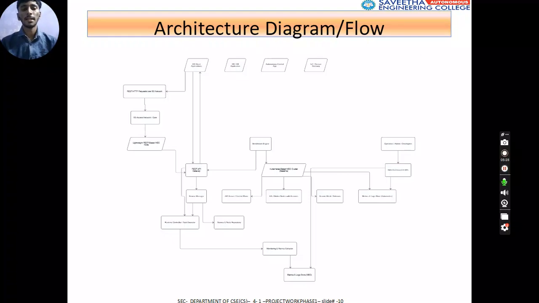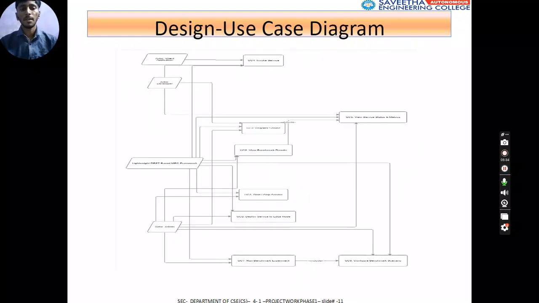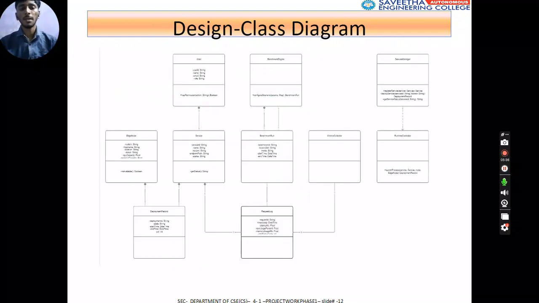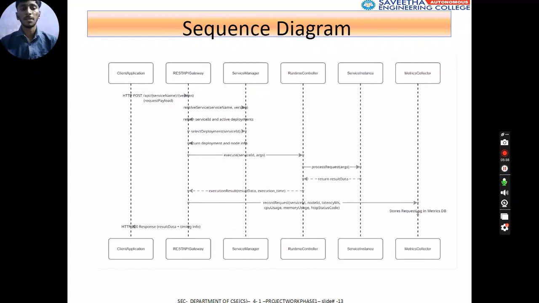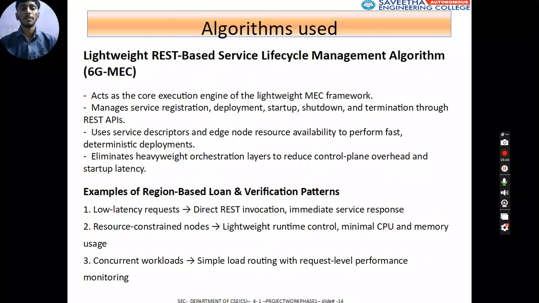This is the architecture diagram which follows the lightweight REST-based mechanisms. And these are the various UML diagrams for building our project. The lightweight REST-based algorithm acts as the core execution engine of the MEC framework, which manages service registration, deployment, startup, shutdown, and termination through REST APIs.